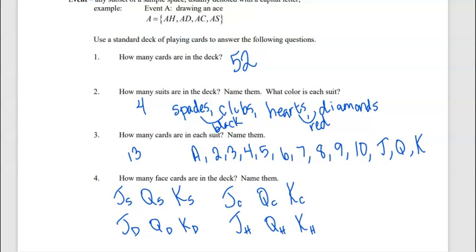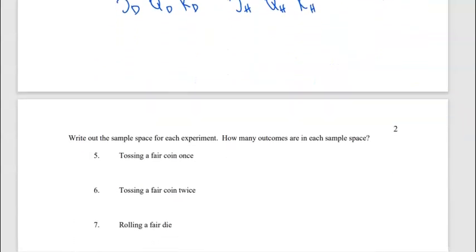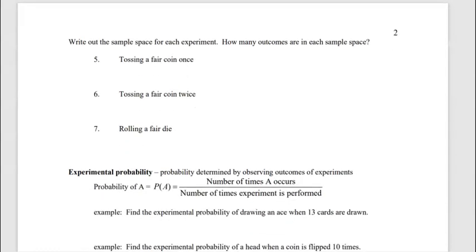So that's just getting us familiar with the deck of cards. When we go on to the next page of the notes, we're going to actually practice writing some sample spaces. And sample spaces are written as sets, and so we want to make sure that we use the proper set notation, and then we're going to talk about how many outcomes are in each sample space.